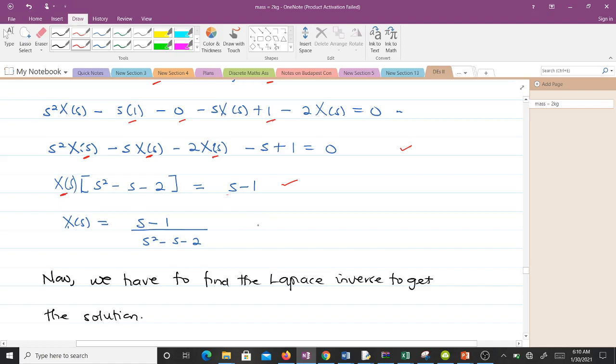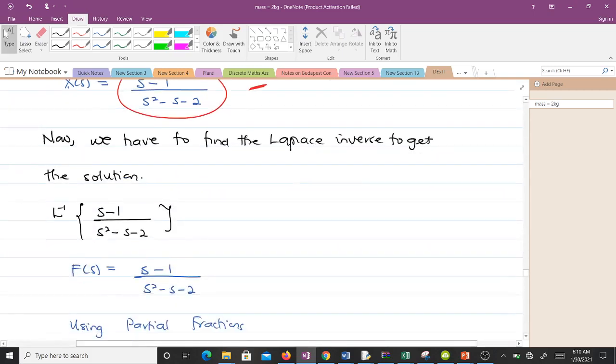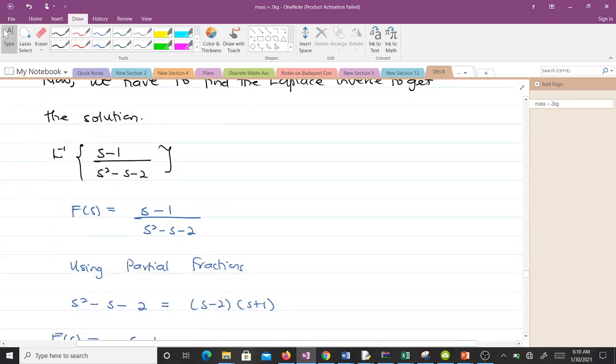Now we have this equation. Okay, so the next thing for us to do is to find the Laplace inverse of this function here. And if you're able to find the Laplace inverse of that, that gives us the solution to the differential equation. So we have to find the Laplace inverse of that.